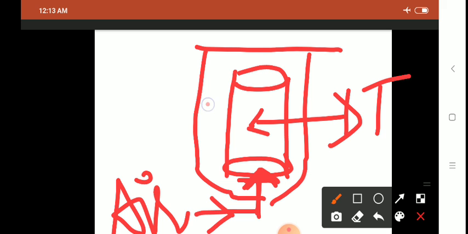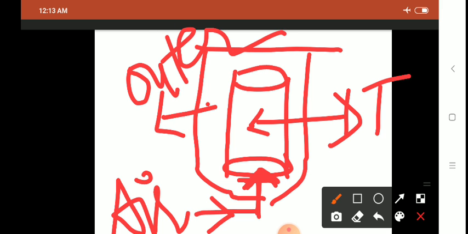This is the outer zone, and inside the tube there is the inner zone. Air is entering inside the inner zone. The zone in which air is allowed to enter, or sparged, is called a riser. Why is it called a riser? Because the air bubbles will rise in this zone. So this is called a riser.